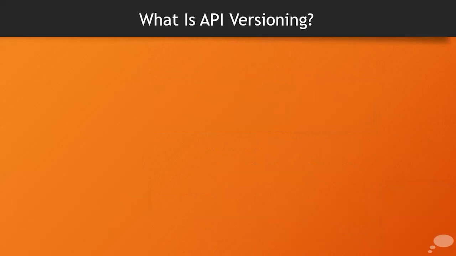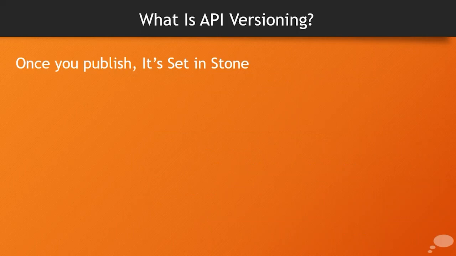But let's start with what is API versioning. Once you publish an API, even if it's to internal teams, unless you have a really small development team, it should be set in stone in some ways. Once people have relied on an API by writing code to it, making willy-nilly changes can really upset people that have written code against it.